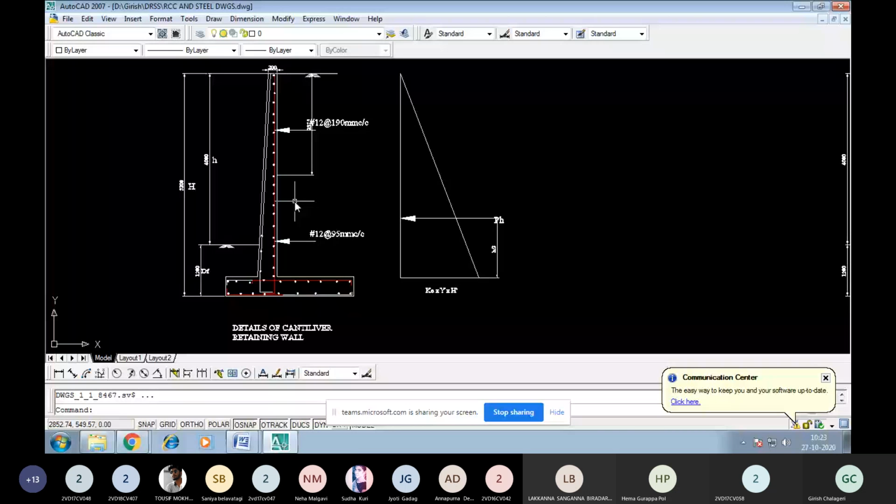That is why another type of retaining wall, like the counterfort or buttress type, is adopted. So when the depth increases to more than 6 meters and beyond, we start to design a counterfort retaining wall. What is this counterfort retaining wall? You can see a small diagram here.